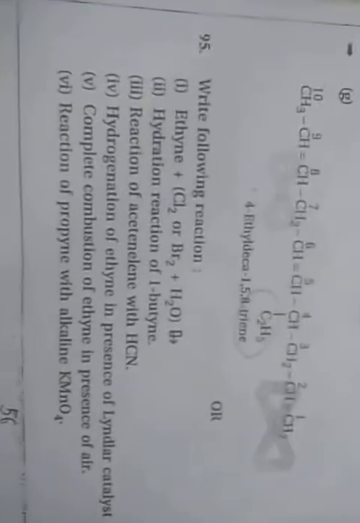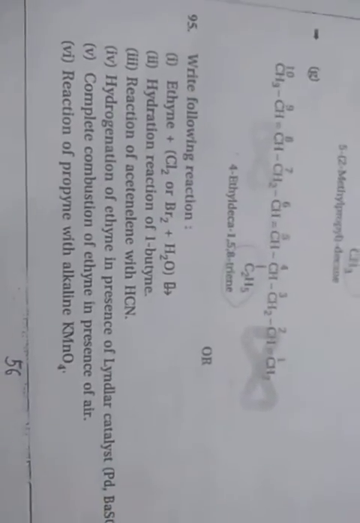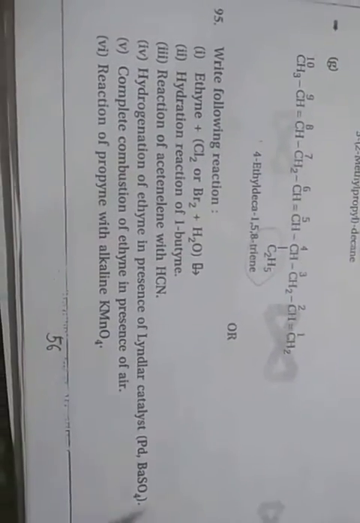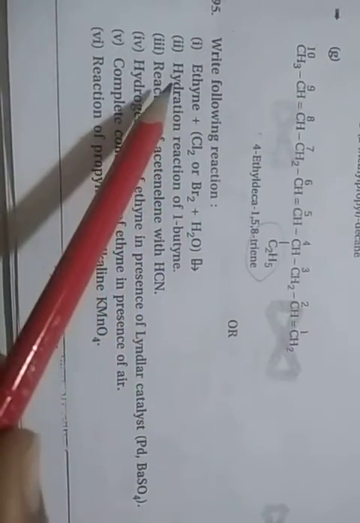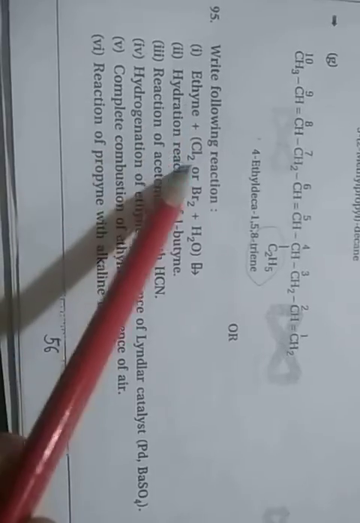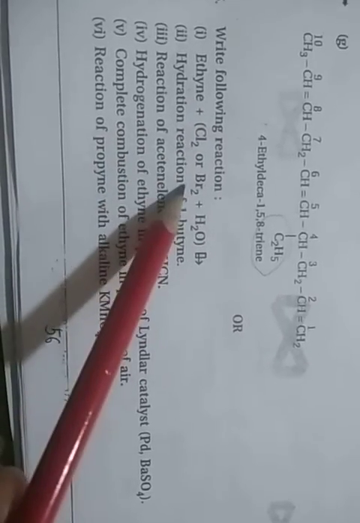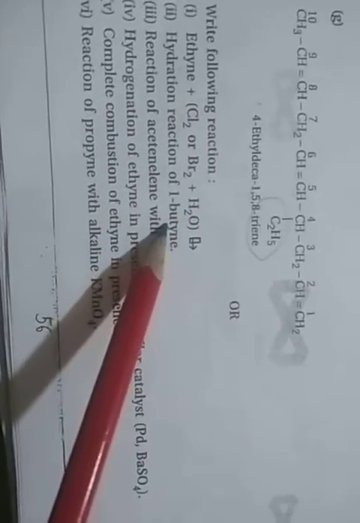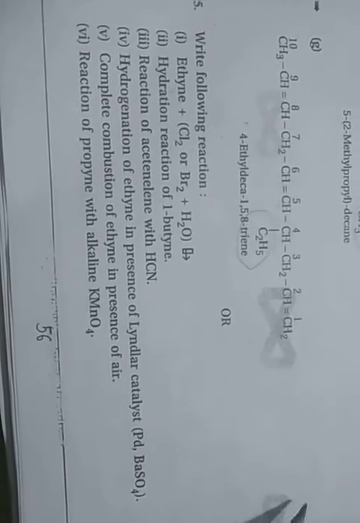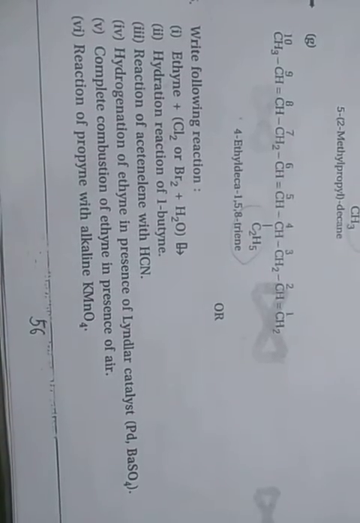Then question number 95. Write the following reactions. So first is ethyne reacting with chlorine, bromine, plus H2. So which products are formed? Okay, see the reaction answer.